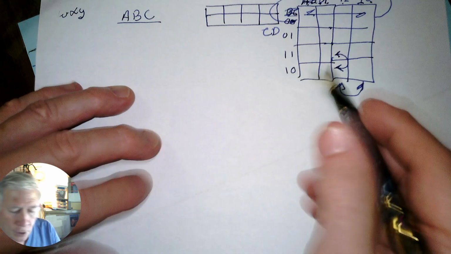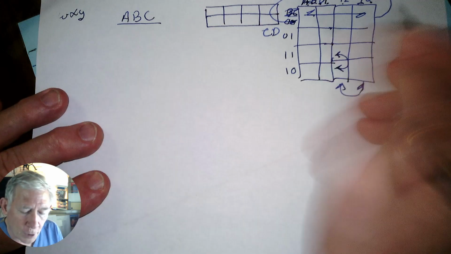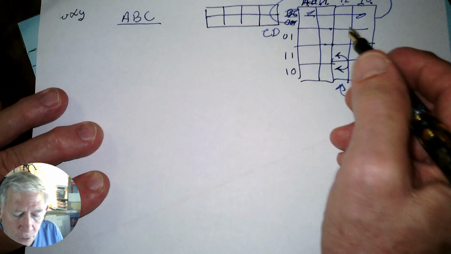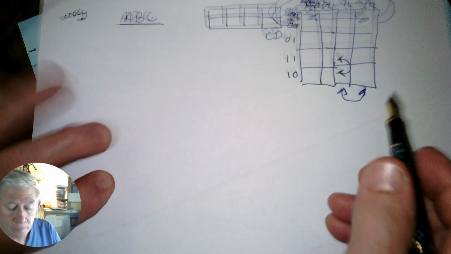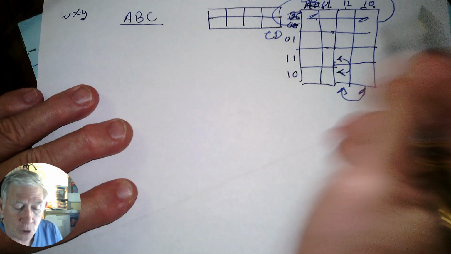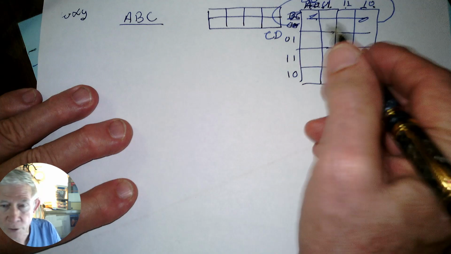Same going down. So when I set it up this way, flipping the bottom 2 rows and the rightmost 2 columns, I wind up with a map that allows me to use that theorem on any boxes connected horizontally or vertically.